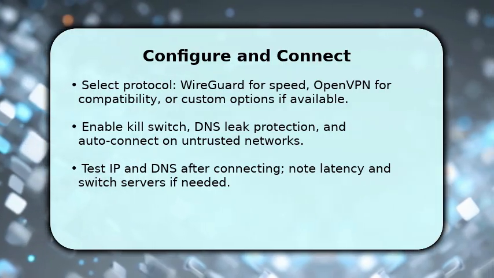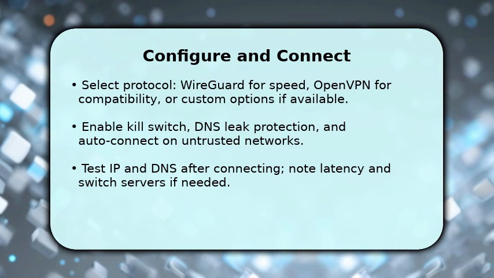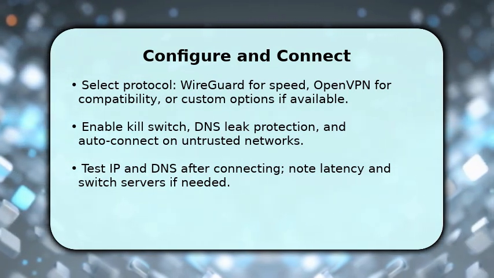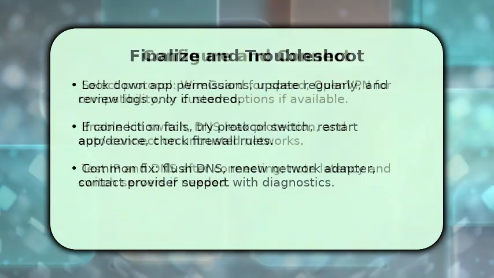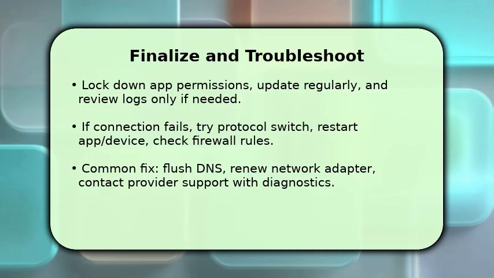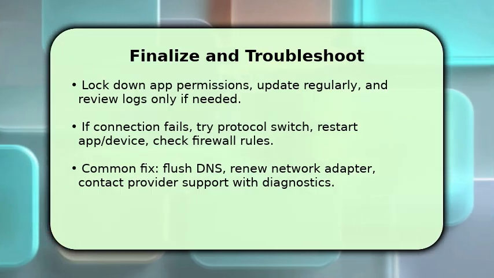After connecting, validate your external IP and DNS to confirm the tunnel is active, and swap servers if latency or routing looks poor. To finish, harden settings, restrict app permissions, enable auto-updates, and review minimal logs for troubleshooting only.